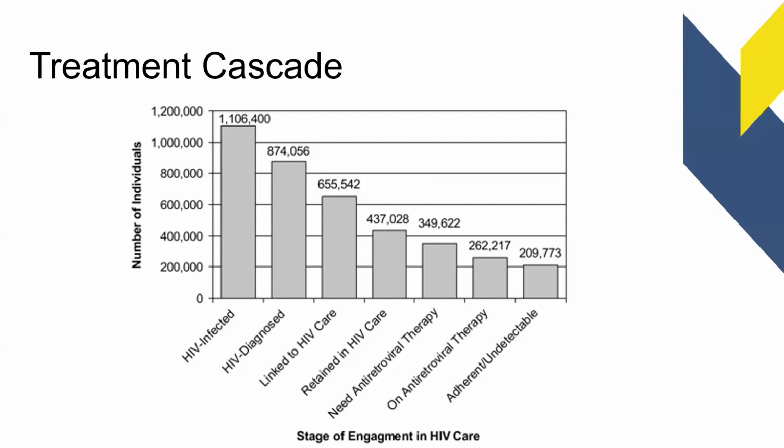Of those people who knew they were HIV positive, only 655,000 were linked into care. So there's a gap there between knowing you're infected and actually getting into care. Only 437,000 were retained in HIV care. So we went from 1.1 million to only 437,000 who are actually in some form of HIV treatment and care. Of that, 349,000 are in need of antiretroviral therapy. That's the medication. Only 262,000 had access to it and were on the medication. The ultimate goal is to have an undetectable HIV viral load, and of the 1.1 million, we know that 209,000 reached that stage. So every step along the cascade, we can strengthen our efforts collectively in Indian country.